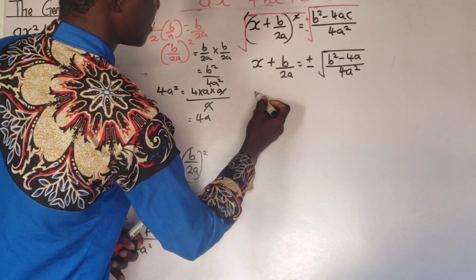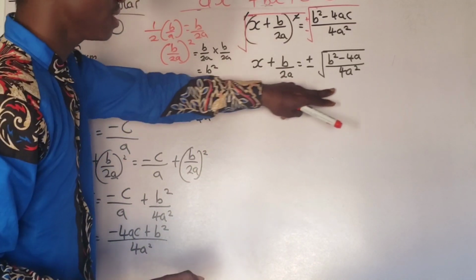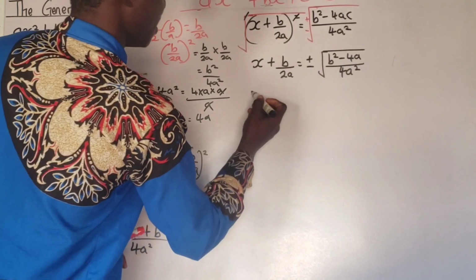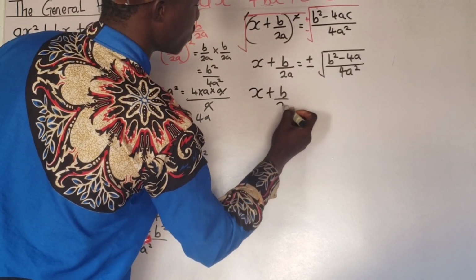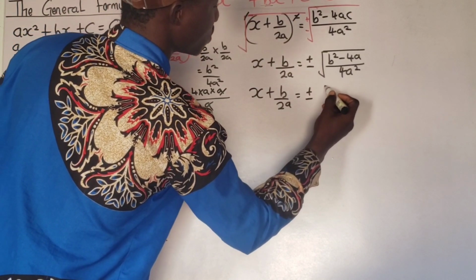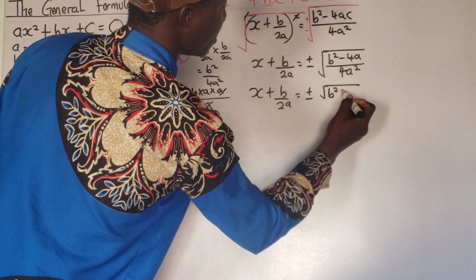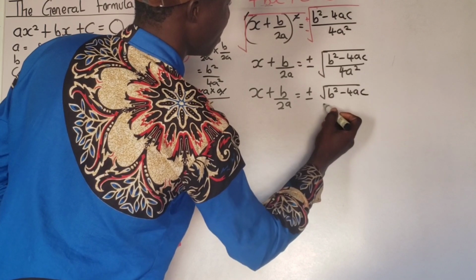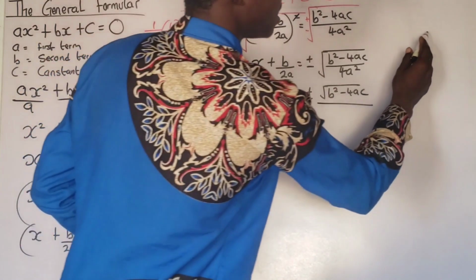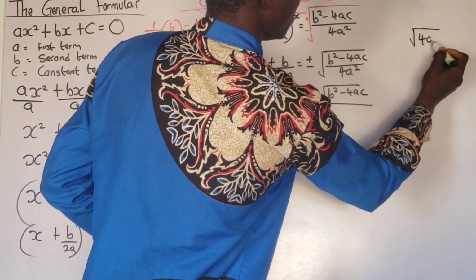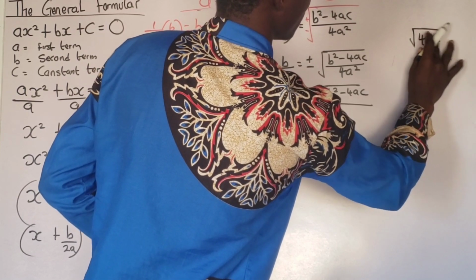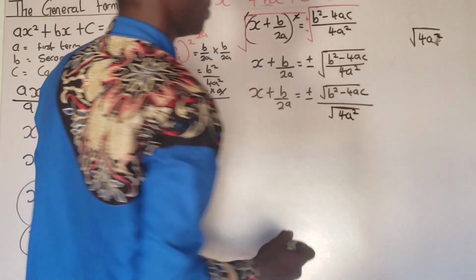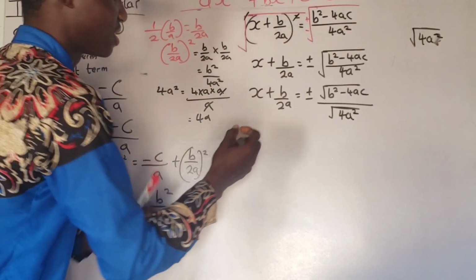Now listen. I'm going to rewrite the right hand side of the equation as this. X plus b over 2a equals to plus or minus square root of b squared minus 4ac all over, now please listen to this, square root of 4a squared.